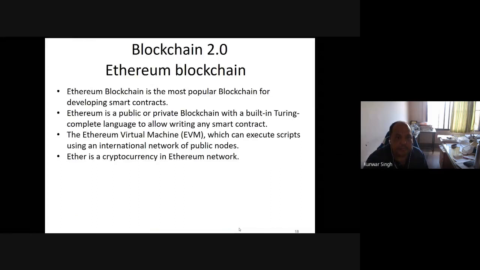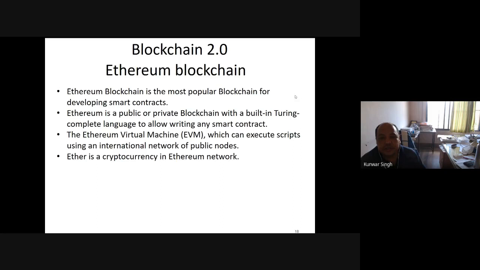Okay, time is there, so for some 5-10 minutes, I'll talk about blockchain 2.0, and in the next class I will continue. Blockchain 1.0 was only for cryptocurrency. Later on people realized that the blockchain used in Bitcoin has other applications also. So the Ethereum blockchain was invented, and that is part of 2.0. It is not only for cryptocurrency; other applications are also designed.